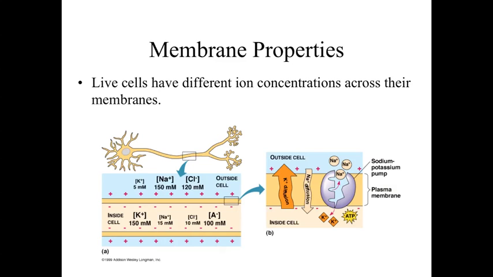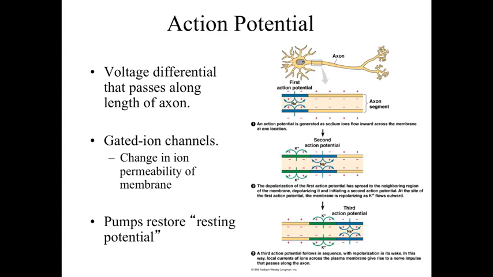Now, the important thing to recognize is that all living cells have a different ion concentration across their membrane. They're going to have a higher concentration of, say, sodium and chloride outside of the cell and a higher concentration of potassium inside of the cell. And that's going to be pretty much all cells within the body. What makes nerve cells different is that we're going to harness that concentration difference in a way that's going to allow us to send electrical signals across the cell.